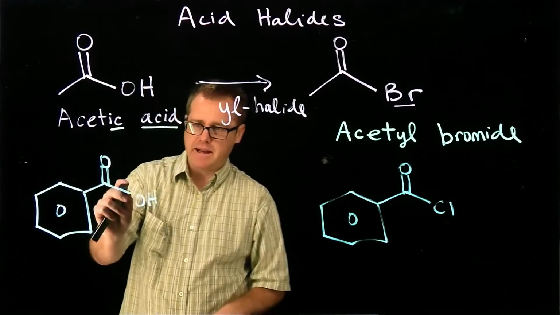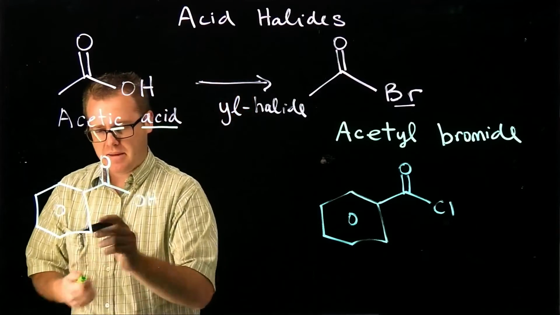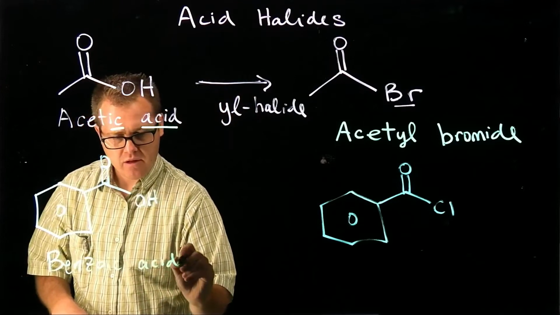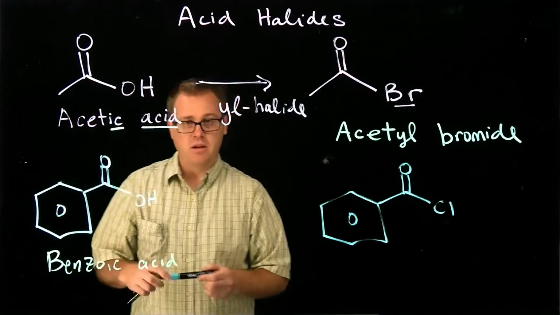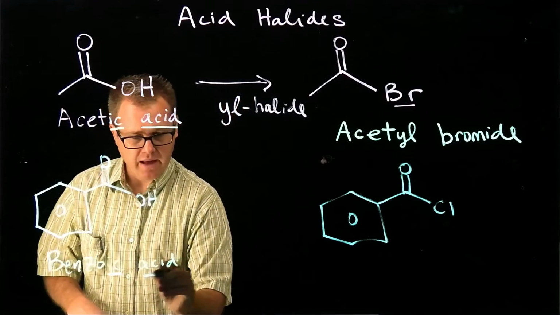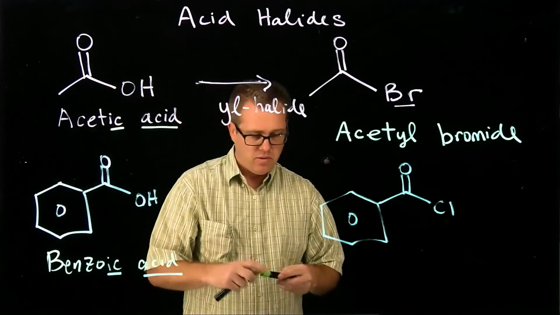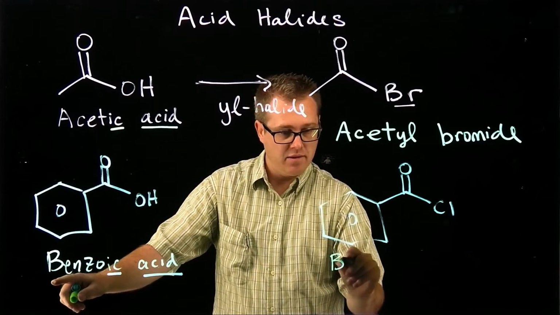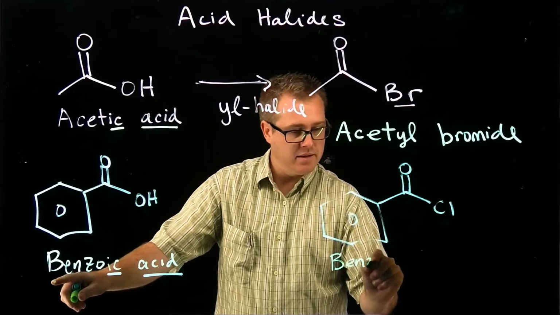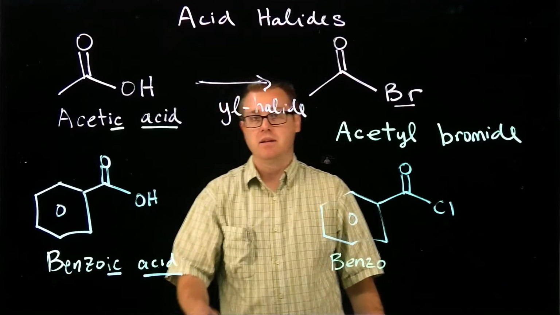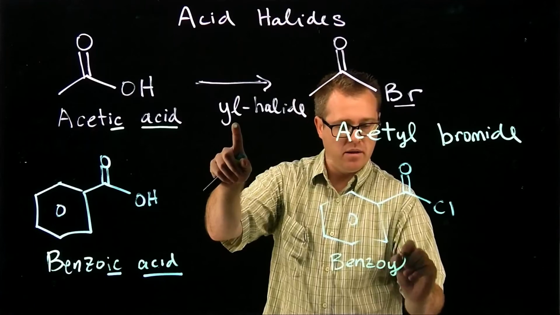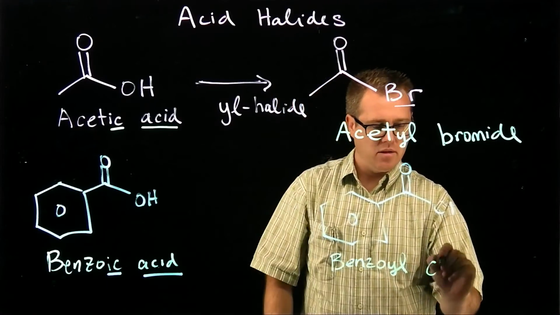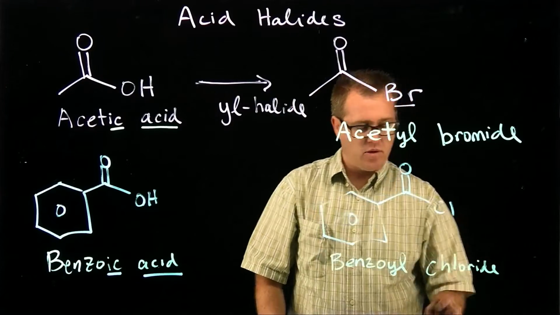So how would you name this guy? That is a common name, so that's benzoic acid. And so the rule says get rid of the oic and the acid. We keep everything the same. Benzo, like that. Replace it with the yl. Benzoyl. What's the halide? Chloride.